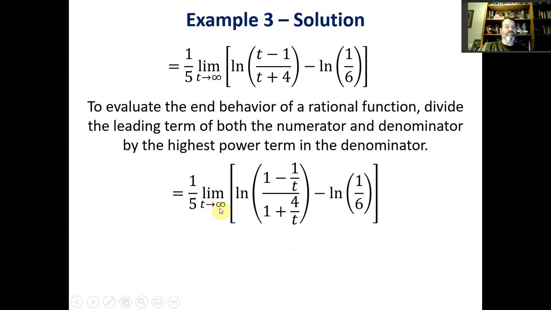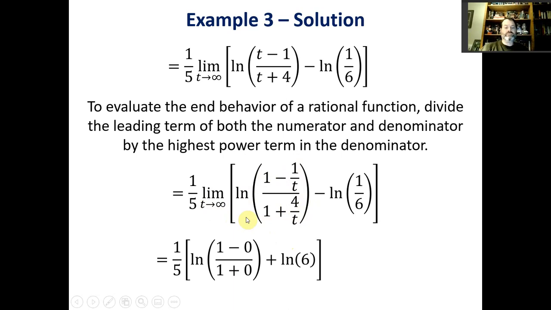Now when I plug in infinity, I don't even need L'Hopital's rule, right? When I plug in infinity, this becomes 0, this becomes 0. I just get 1 over 1. Well, this is just natural log of 1, which is 0. So I'm just left with 1/5 natural log of 6, and that's the answer. And you stop.